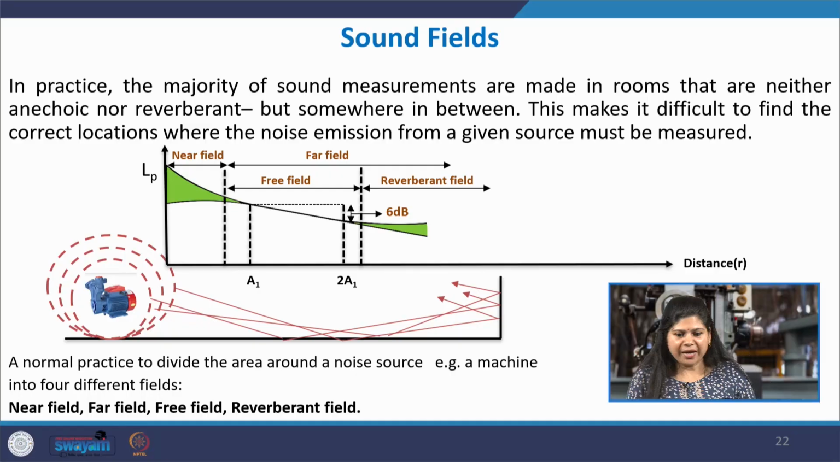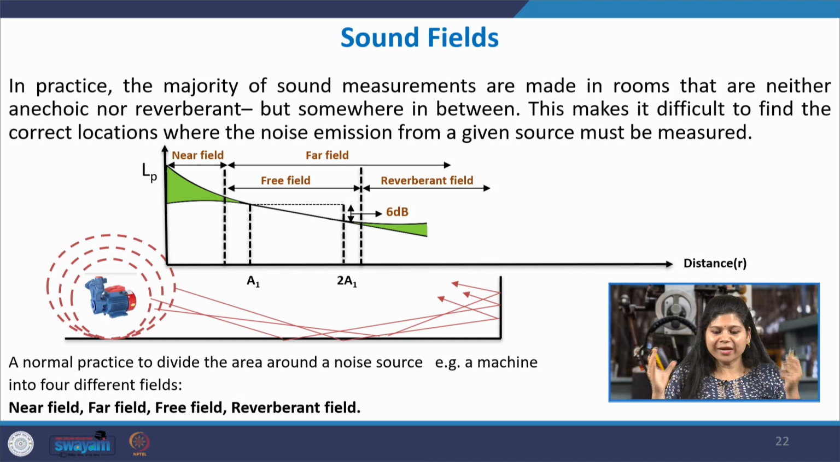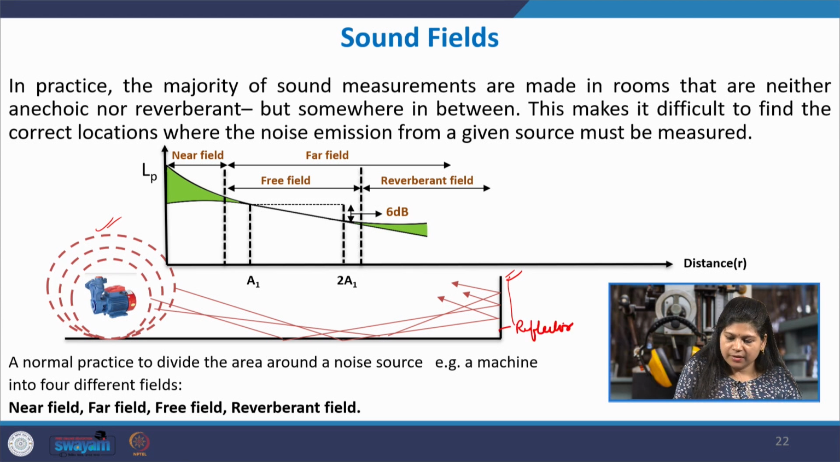Now, typically in practice, you do not get a perfect version of any such field. Suppose this is a machinery source, this is where it is placed, and this is the nearest reflector. Then it starts from the near field, then you have the far field. Within the far field, for a certain region you have the free field propagation, but then near these walls you will have the reverberant field. And it is always recommended to make the measurement in the free field, because there you can get a sense of the type of wavefront.